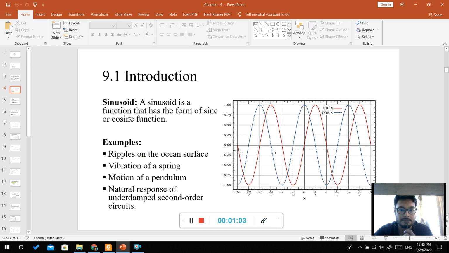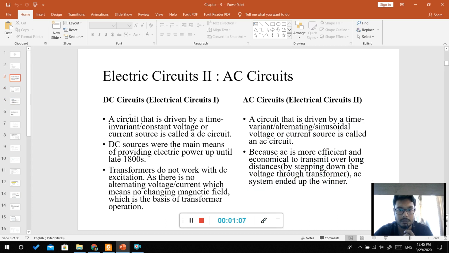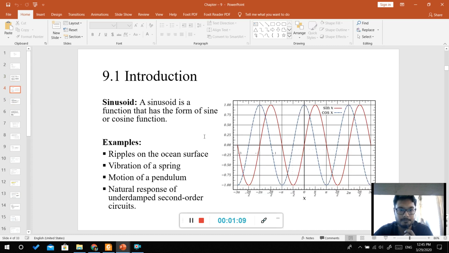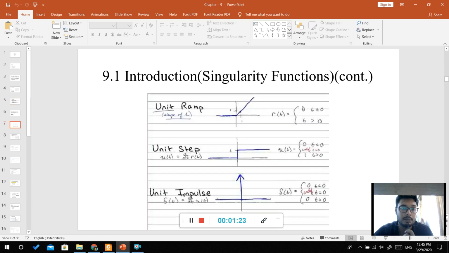A sinusoid is a function that has the form of sine or cosine function. As you can see here, the red line is the sine function, and the blue dotted line is the cos function. We've seen why studying sinusoids is so important.